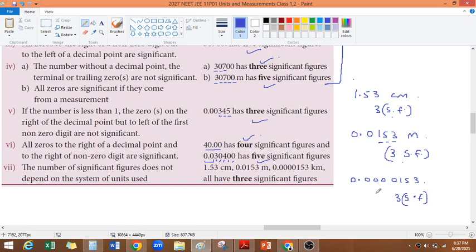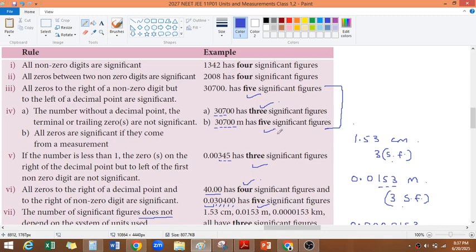So what this tells you is that it does not depend on the system of units. Whether it is centimeters, meters or kilometers, right? The number of significant figures does not change. It has to be the same. Initially it will be a bit difficult, but as you keep doing it, I'm sure it will become easy.